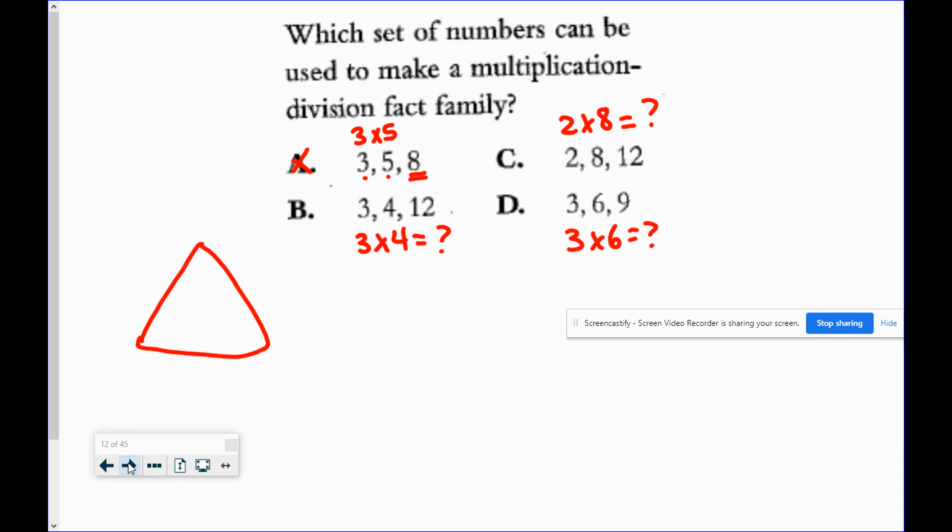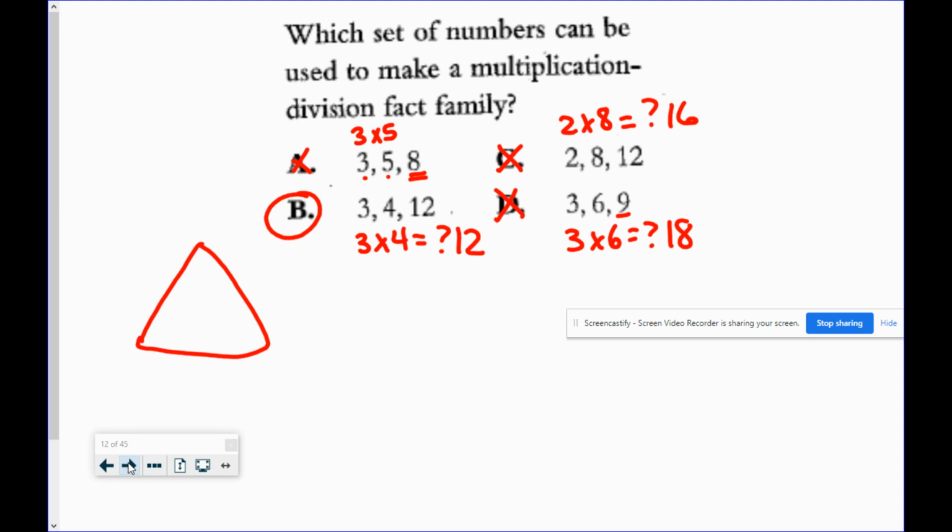Okay, hopefully you figured that out. Letter D, 3 times 6 is not 9. 3 plus 6 is 9, but 3 times 6 is 18, so that's not what I'm looking for. Letter C, 2 times 8 is not 12, it's 16, so that can't be the set that I'm going to make facts out of, a division fact family, multiplication fact family. 3 times 4, it is 12, so that has to be it.